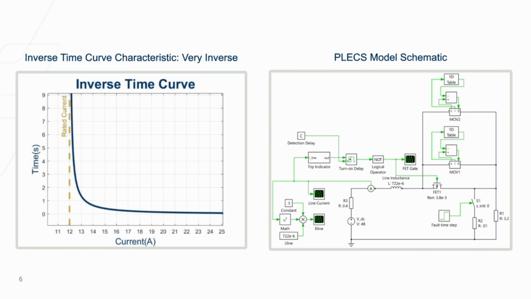The schematic made in Plecs software models the main conduction of the breaker and the short circuit fault to simulate a trip. We use this model to calculate the energy capacities for the MOVs. So the larger the line inductance and the larger the peak current, the greater the energy discharged into the MOVs.